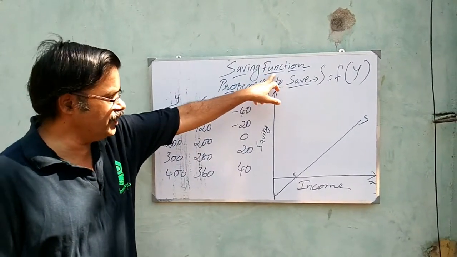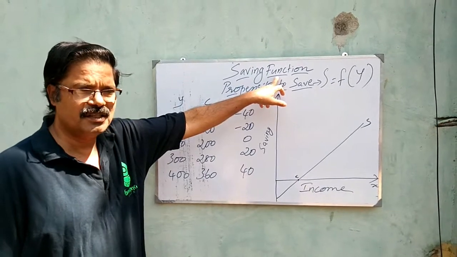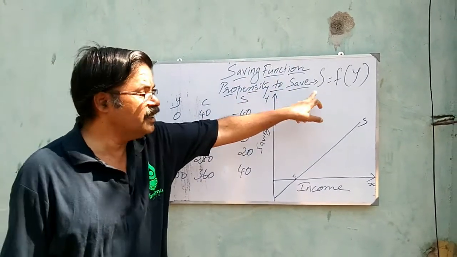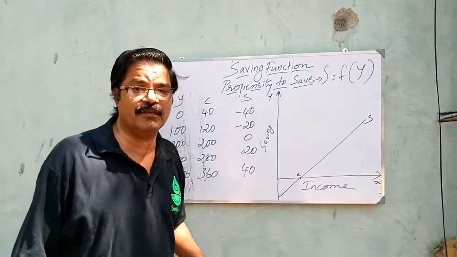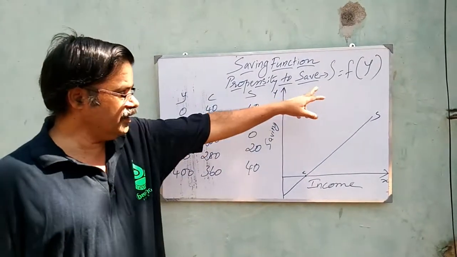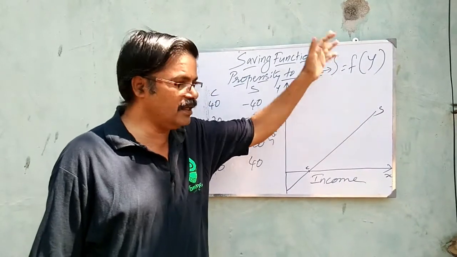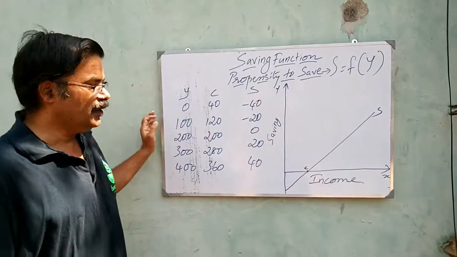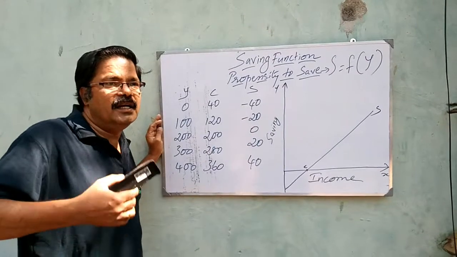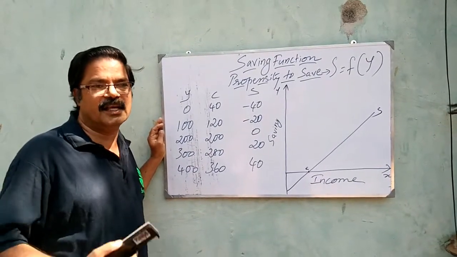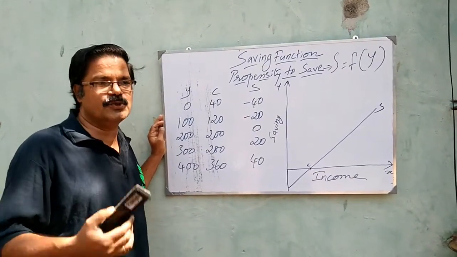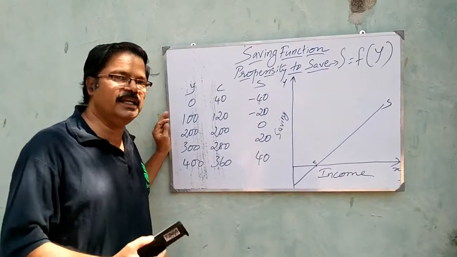What is actually saving function? It's nothing but the functional relationship between saving and the corresponding level of income. We can write it as S is a function of Y. Here Y stands for income and S stands for saving. You know that as income level increases, saving also increases. So saving is a function of income.